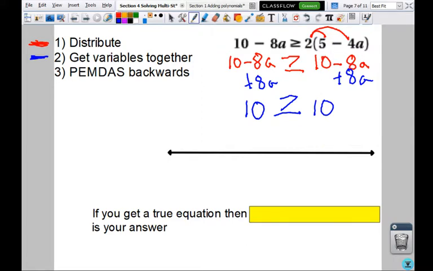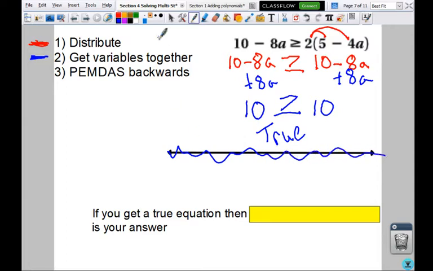Alright, and this is where it's kind of weird. I have 10 is greater than or equal to 10. Do I have an a in there anymore? No, they're gone. So when my variable disappears, that's when it gets kind of weird. So I need to look, is this inequality true? Is 10 greater than or equal to 10? That is true, right? Because 10 equals 10, that is true. So this is a true statement. And when it's like this, I don't need to graph it.